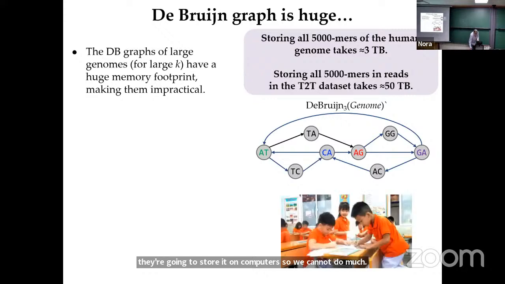So talk to your partner and come up with a way to nevertheless store this data. How would you change this object so that you can fit it in the memory? Discuss with your partner.